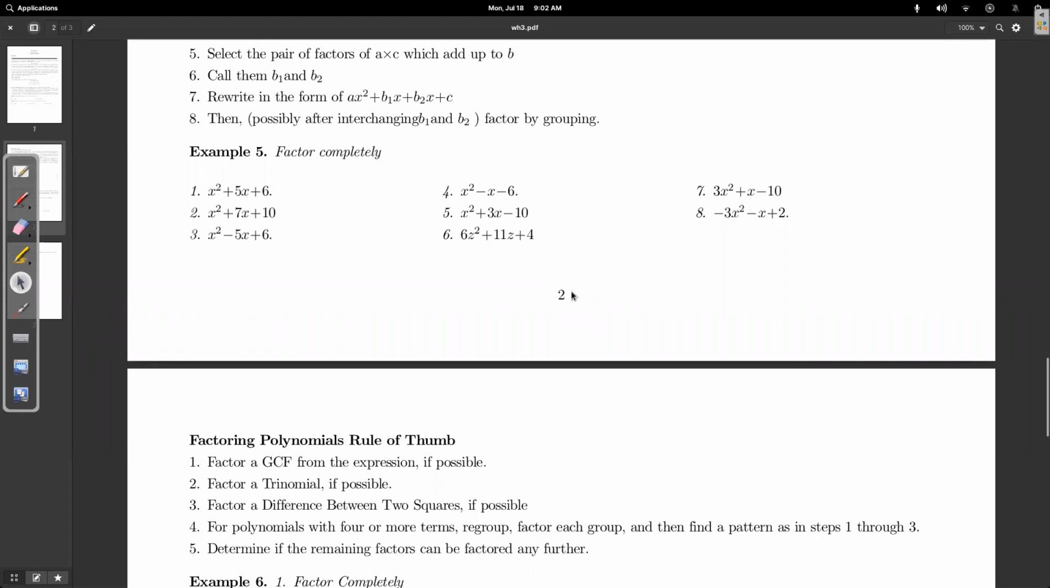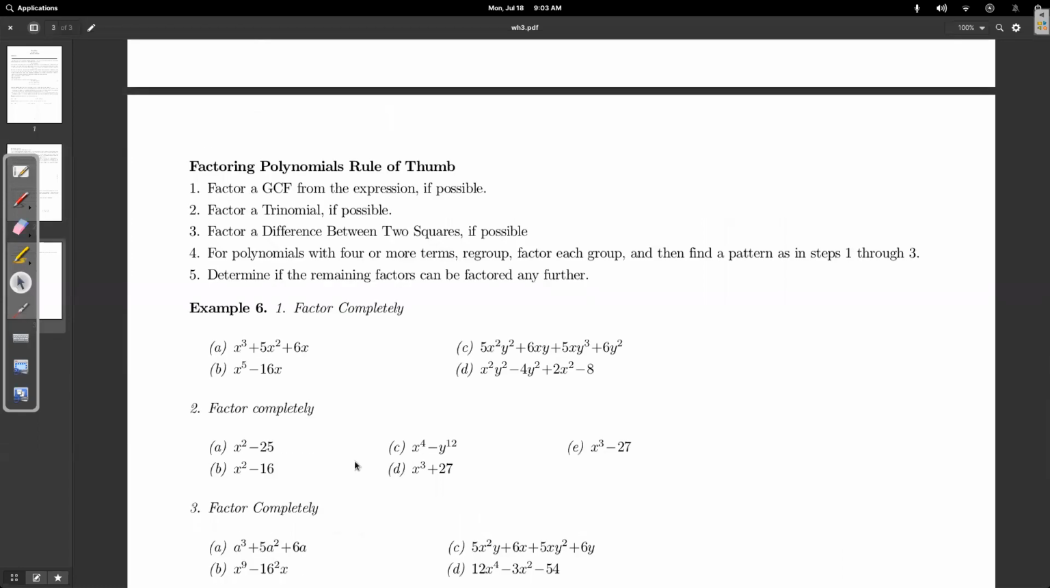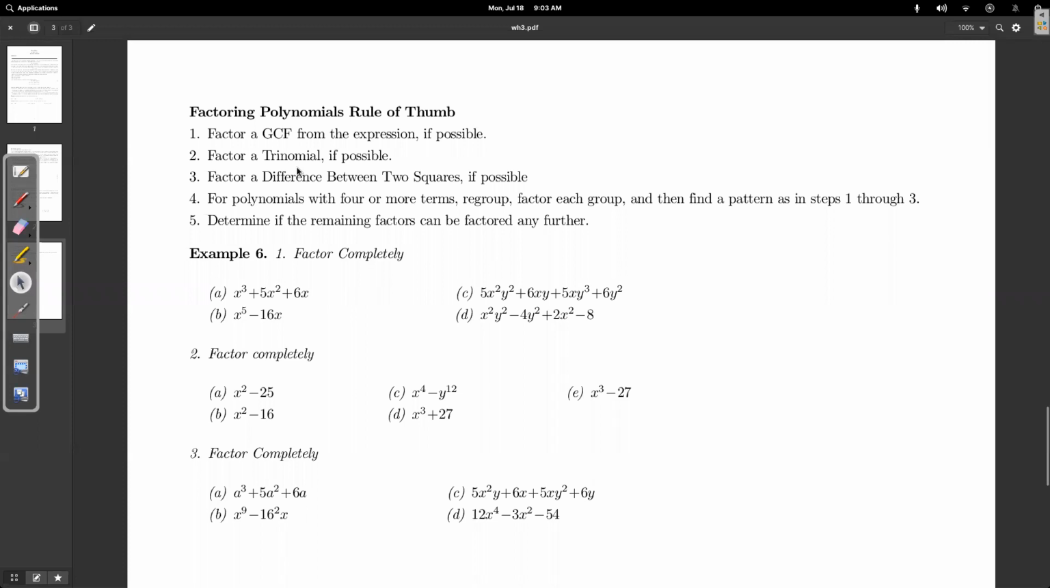So when you factor completely, you have to combine these methods. First thing, you always see whether there is a common factor. If there is a common factor, you take it out. Otherwise, you go for another method. Then, to factor a trinomial, if it has 3 terms, you use this method.